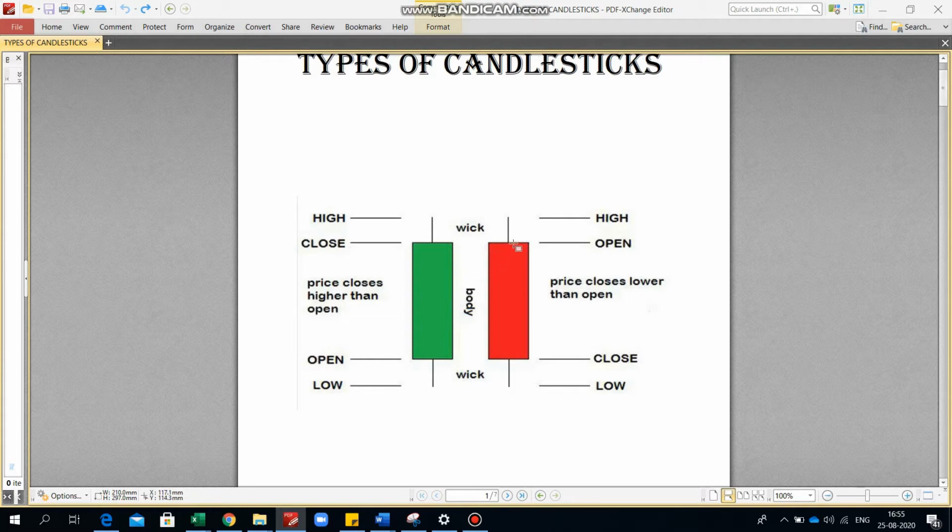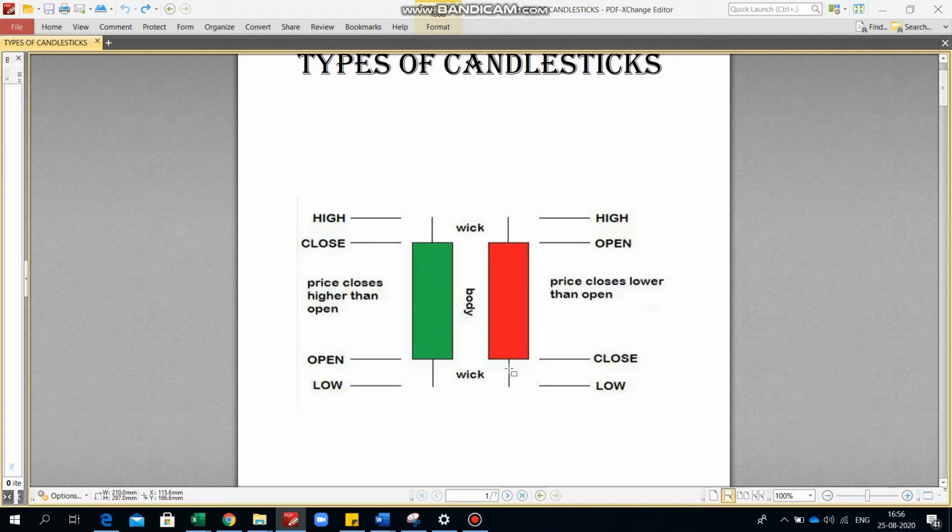Similarly it is with the red candle, exactly the opposite. The stock price opened up here, it went down till here, made a low, and it closed somewhere here, and before going down it had made a high. So this part is known as the body and this is a wick on both sides.